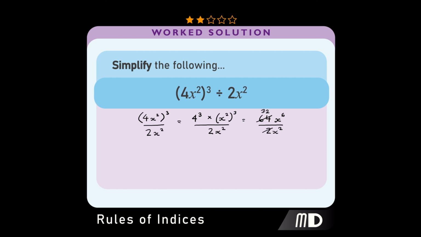And using the division rule, x raised to the power of 6 divided by x squared is x raised to the power of 4. So the simplified expression and the answer to this question is 32 multiplied by x raised to the power of 4.